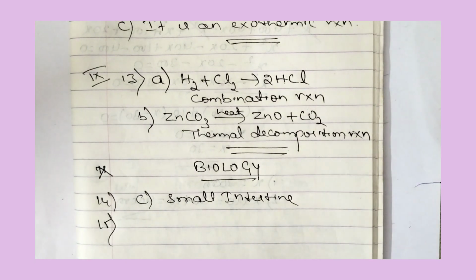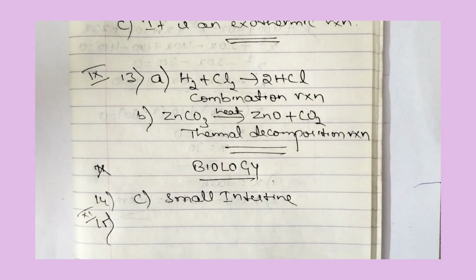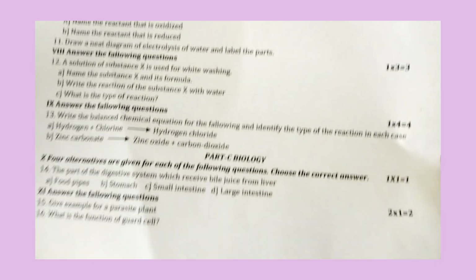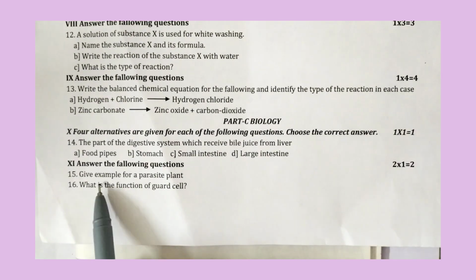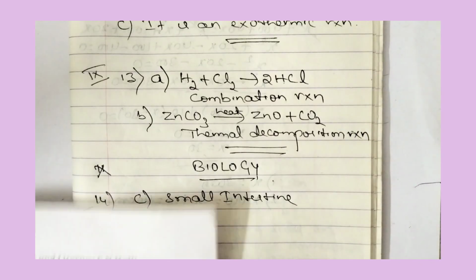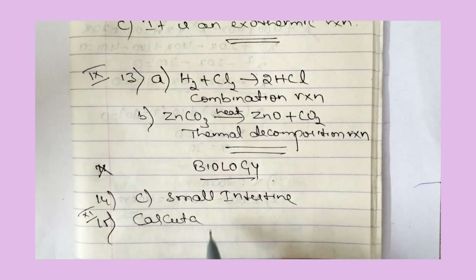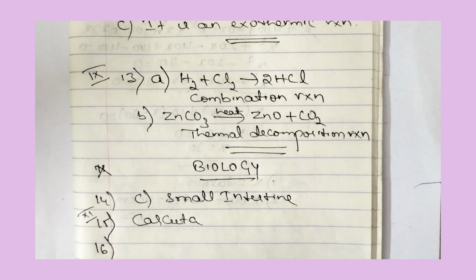Now let us move to question number 15, that is 11th main. Question number 15 is: give an example for a parasitic plant. That is Cuscuta. So Cuscuta is a parasitic plant.